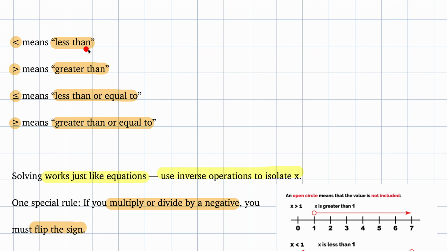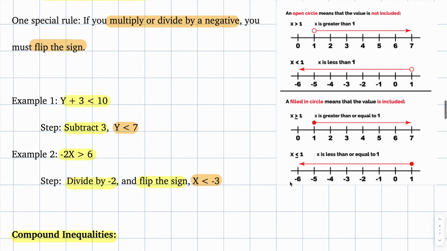This means less than. Well, this symbol here means greater than. And this means less than or equal to. And that means greater than or equal to. We use these symbols to write out inequalities. And solving inequalities works just like equations. We can use inverse operations to isolate x.